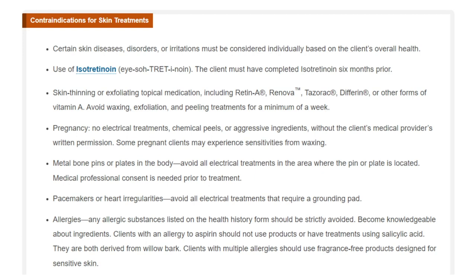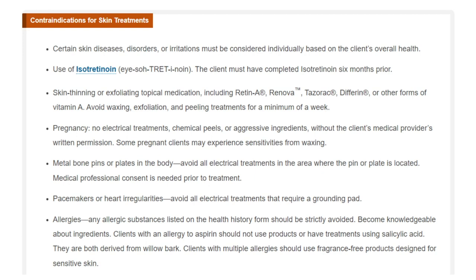Pregnancy: no electrical treatments, chemical peels, or aggressive ingredients without the client's medical provider's written permission. Some pregnant clients may experience sensitivities from waxing. Metal bone pins or plates in the body: avoid all electrical treatments in the area where the pin or plate is located. Medical professional consent is needed prior to treatment. Pacemakers or heart irregularities: avoid all electrical treatments that require a grounding pad.